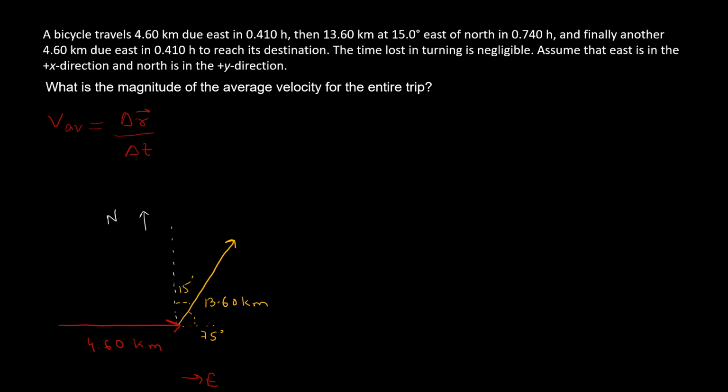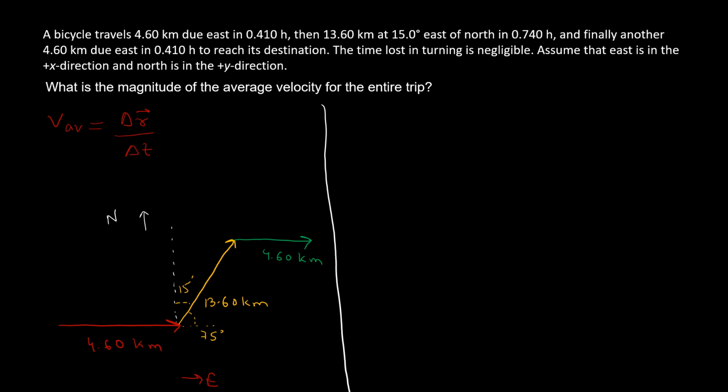Now after this it states that it again goes 4.60 kilometers due east. So again it travels 4.60 kilometers. These are the three different displacements during this whole path. For that we need to find the total x displacement and the total y displacement for this whole trip.